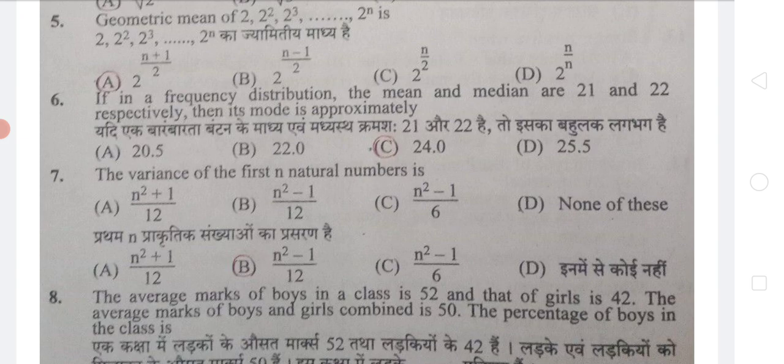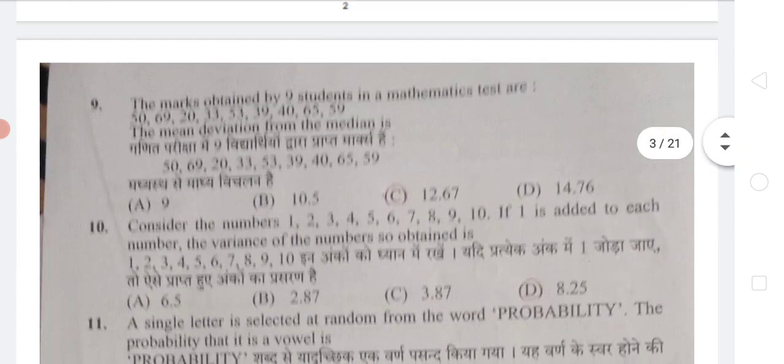If in a frequency distribution the mean and median are 21 and 22 respectively, then its mode is approximately C 24.0. The variance of the first n natural numbers is B n square minus 1 upon 12. The average marks of boys in a class is 52 and that of girls is 42. The average marks of boys and girls combined is 50. The percentage of boys in the class is C 80.